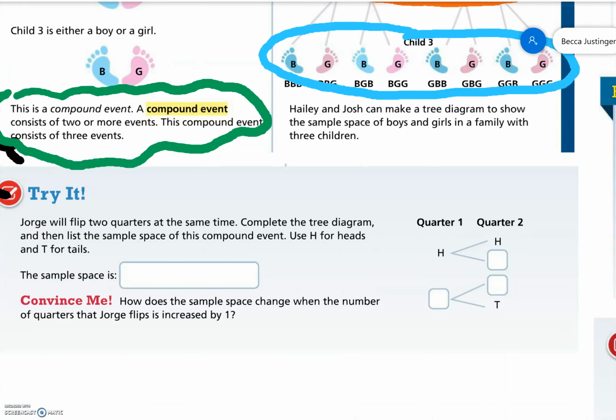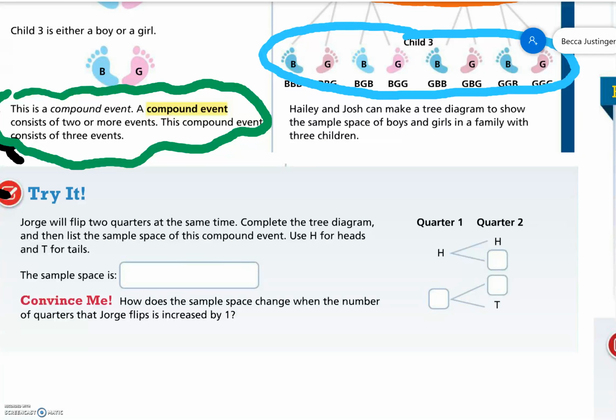Haley and Josh can make a tree diagram to show the sample space of boys and girls in a family with 3 children. Try it. Jorge will flip 2 quarters at the same time. Complete the tree diagram, then list the sample space of this compound event. Use H for heads and T for tails.